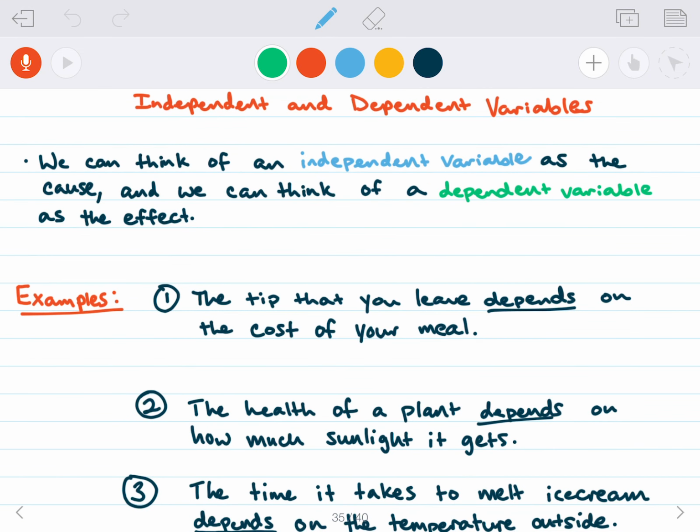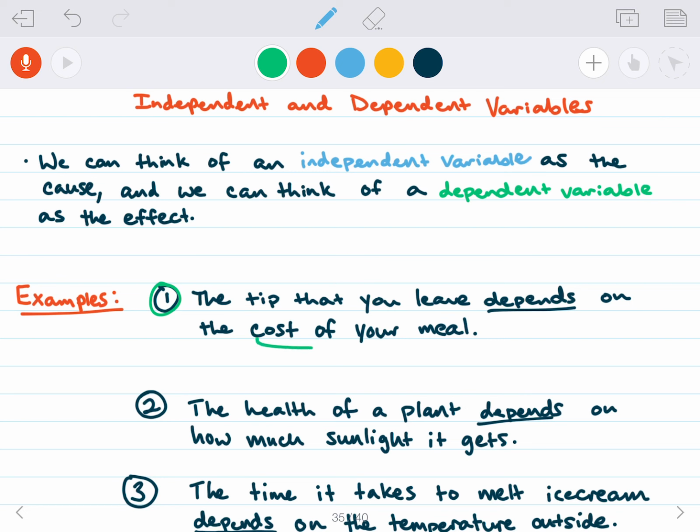Okay, let's see. All right, so independent and dependent variables. One easy way to think about independent variables are as the cause, and dependent variables are the effect. So one example that I like to use with my algebra students is tips. So you're at a restaurant and you're trying to figure out how much tip to leave the waiter or the waitress. Well, that depends on the cost of your meal. If the cost of your meal is $5, you're not going to leave a big tip. But if you have a large party of people and your bill is like $400, the tip is going to be a lot larger than if you were to leave a tip on $5. So the tip that you leave depends on the cost of your meal.